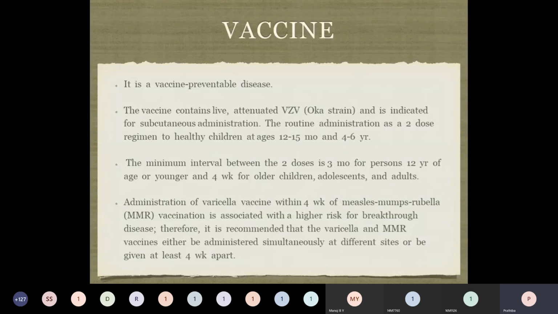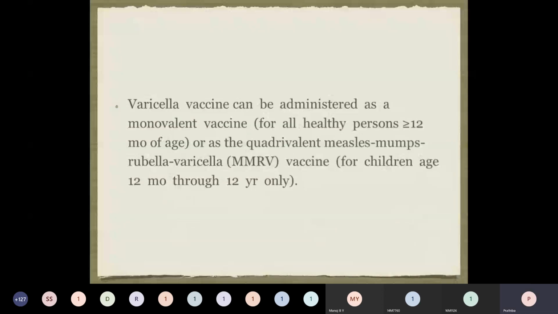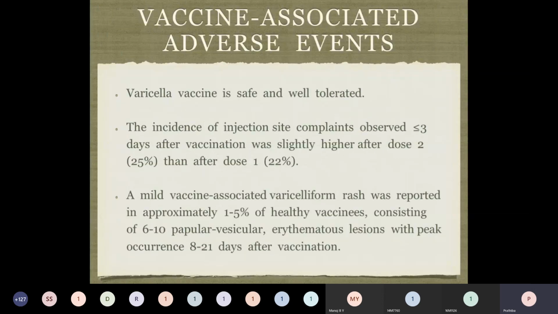Usually it is given with the MMR vaccination, which carries a higher risk for breakthrough disease, and it is recommended that varicella and MMR vaccine should either be administered simultaneously or at different sites at least 4 weeks apart. So it is administered as a monovalent, or it can be a quadrivalent measles, mumps, rubella, varicella vaccine for children of 12 months to 12 years of age.